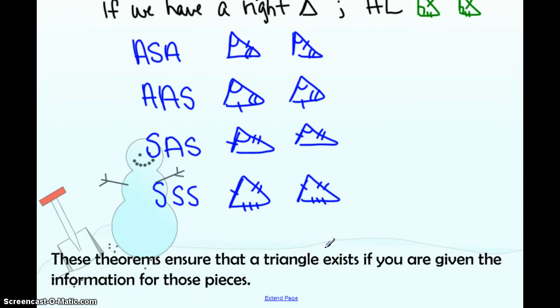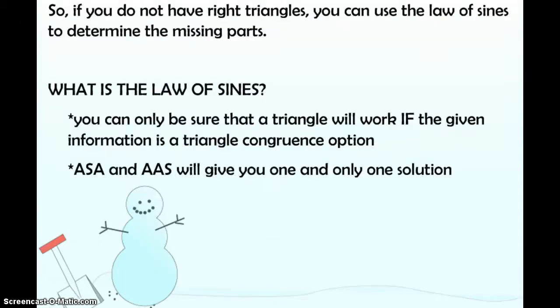These theorems ensure that triangles exist if we are given the information for these pieces. So if we are given information of a triangle and it tells us the angle, then the included side, and then another angle, a triangle will exist. If we're given two angles and then the next side, a triangle will exist. If we have side angle side, we're going to have a couple different things come up, and those are the ones that we're going to be looking at tomorrow. So we do not have to have right triangles, and then we're going to use the law of sines to determine the missing parts. So what is the law of sines?